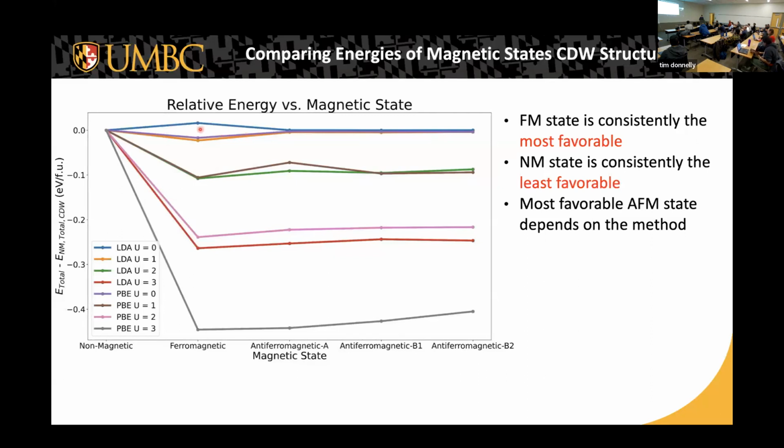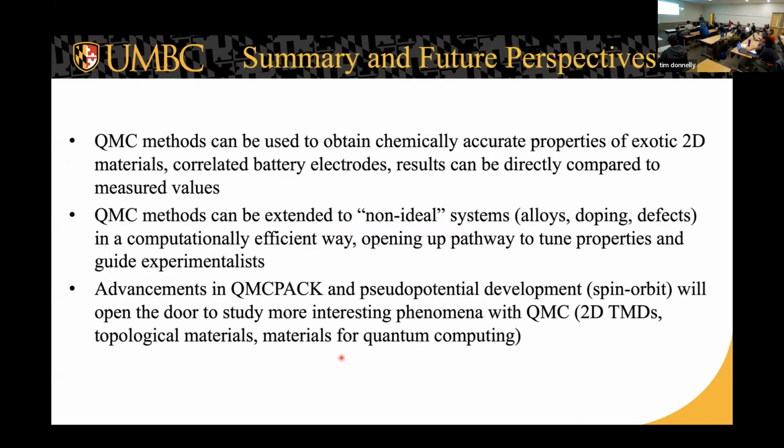LDA prefers to be in the non-magnetic state at U equals 0. And afterwards, we have the FM structure, but we have competing non-magnetic ordering here. So this is on the DFT level, but the next step we are aiming to do is literally calculate these exchange parameters with quantum Monte Carlo for the charge density wave structures as well.